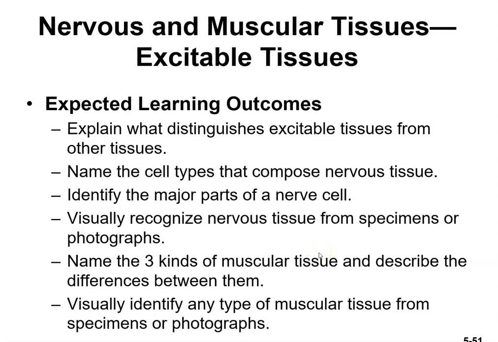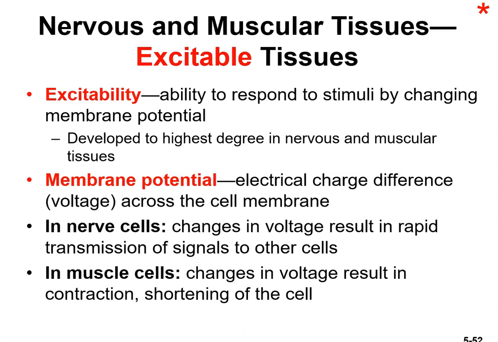This concept is excitable tissues, which include nerves and muscular tissues. We also need to know the type of cells in each type of tissue and their functions and their characteristics. Both nerve tissue and muscular tissue have excitability. What does that mean? That means they have the ability to respond to stimuli by changing membrane potential.